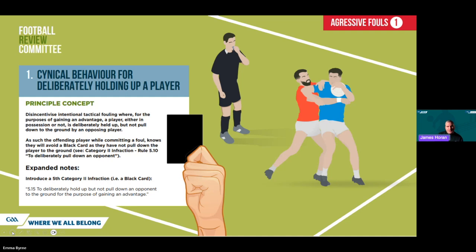Next one is cynical behaviour for deliberately holding up a player. So again, black card for this one, to disincentivize intentional tactical fouling for the purposes of gaining advantage. A player, either in possession or not, deliberately held up but not pulled to the ground by the opposing player, for example, as the current black card stands. So this edition is where players can on occasion hold up players quite skillfully, stopping the play, stopping the momentum, allowing a reset. So this has been added as a black card infraction.